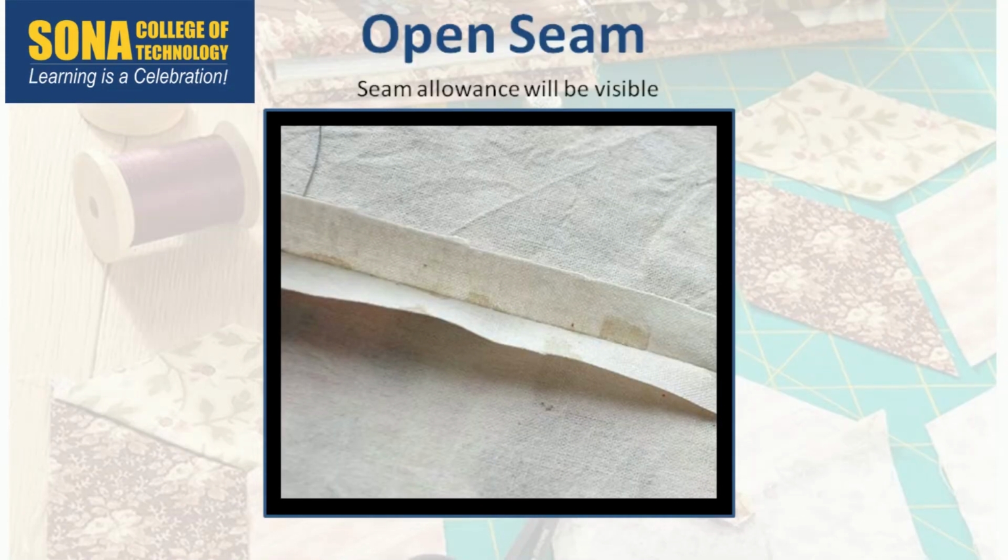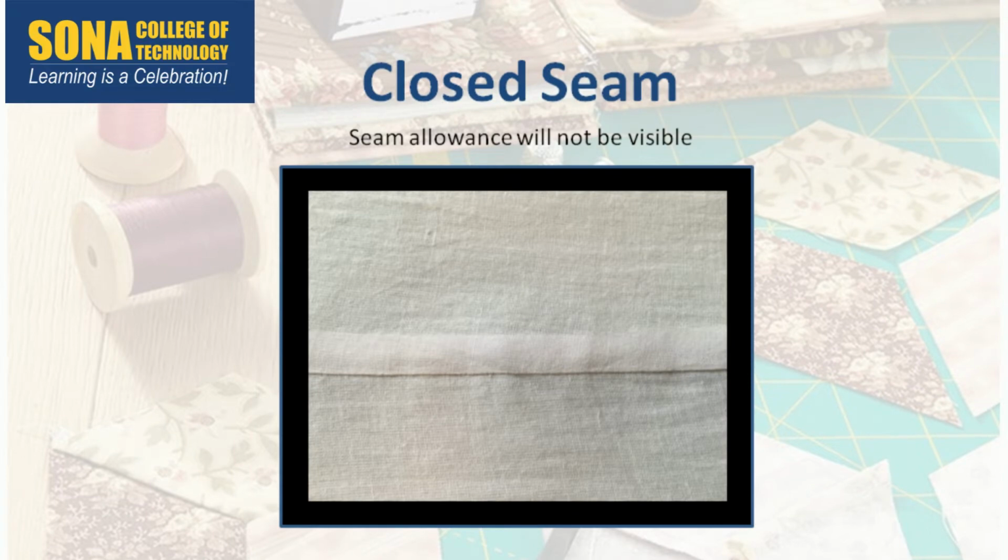Seams can be either open or closed. An open seam is one where the seam allowance, the piece of fabric between the edge of the material and the stitches, is visible. A closed seam incorporates the seam allowance within the seam finish, making it invisible.